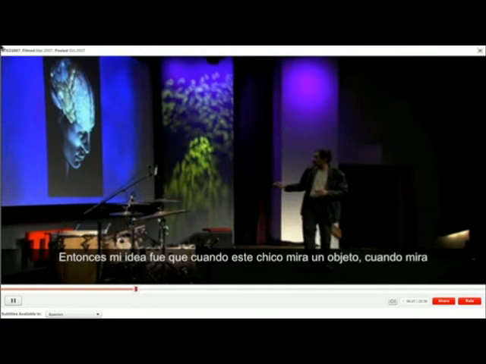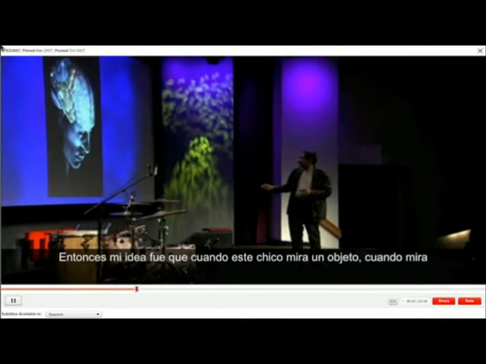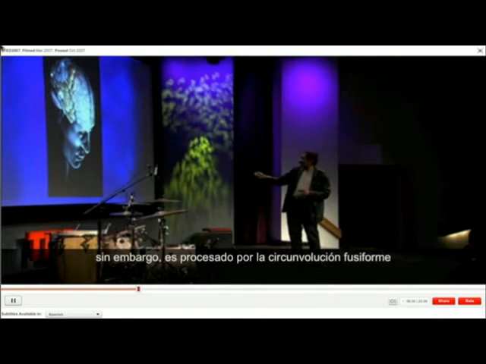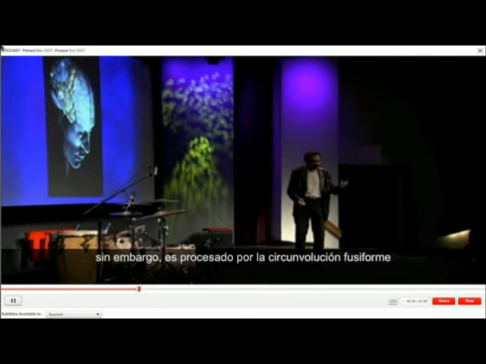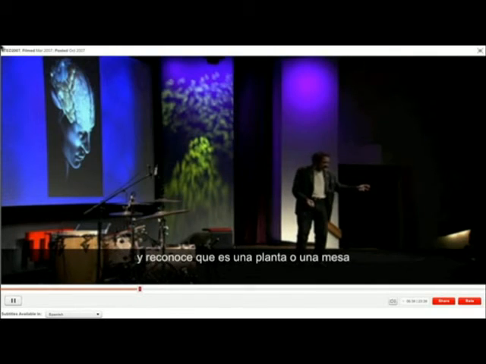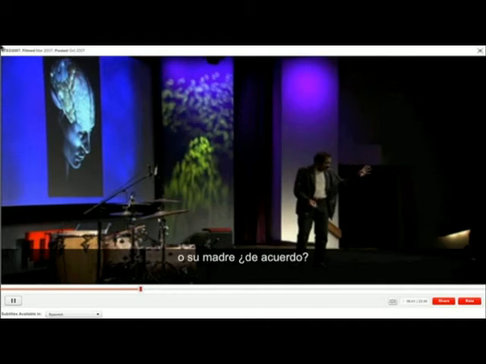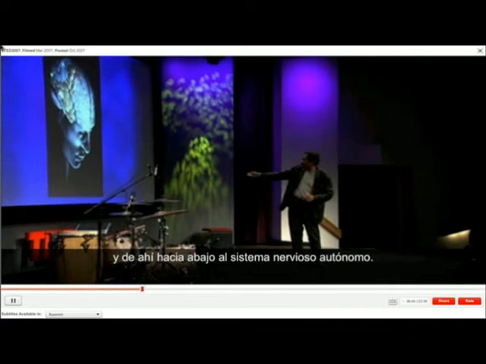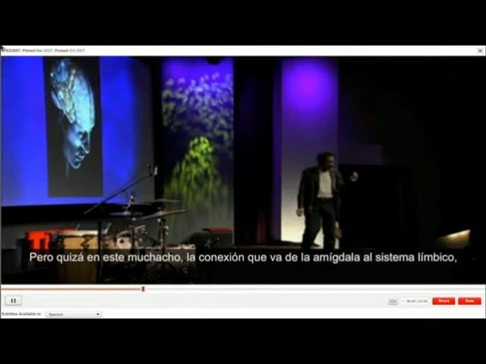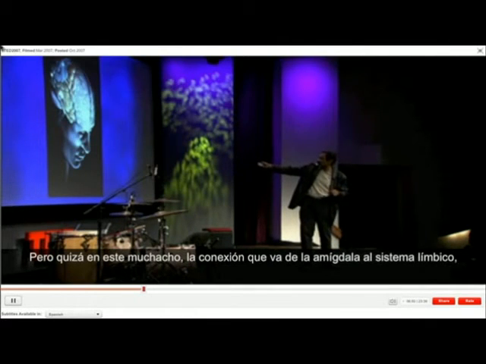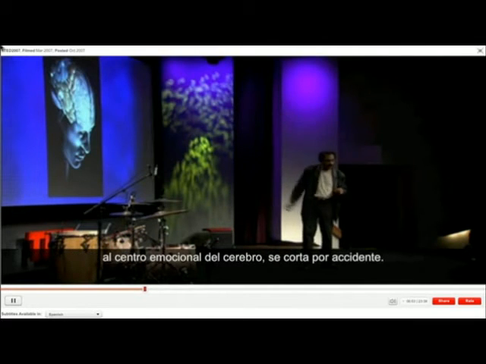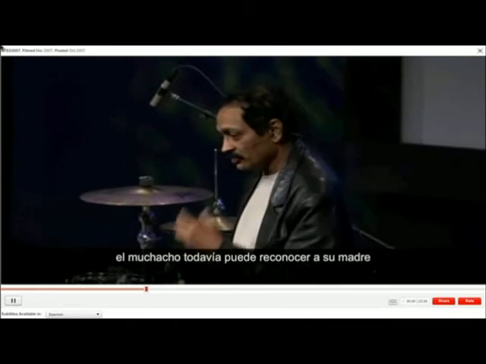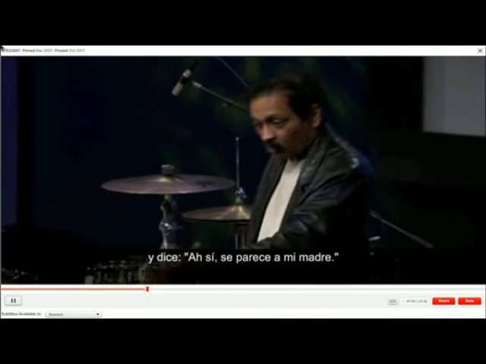So my idea was when this chap looks at an object, when he looks at any object for that matter, it goes to the visual areas, and it's processed in the fusiform gyrus, and you recognize it as a pea plant or a table or your mother for that matter, okay? And then the message cascades into the amygdala and then goes down the autonomic nervous system. But maybe in this chap, that wire that goes from the amygdala to the limbic system, the emotional core of the brain, is cut by the accident.